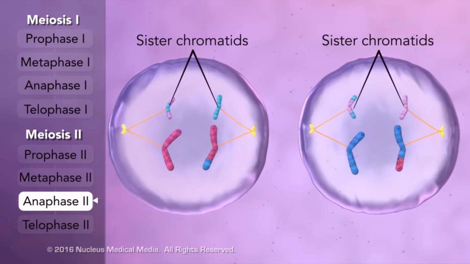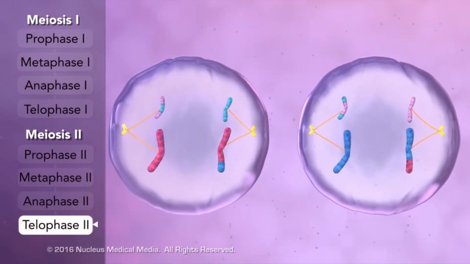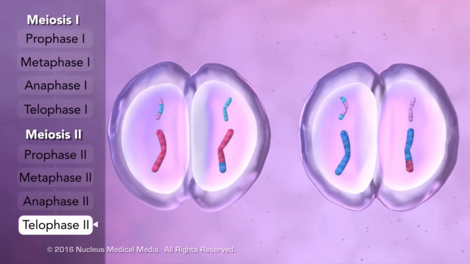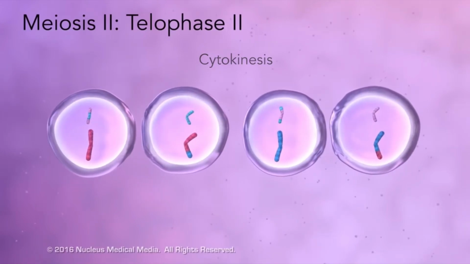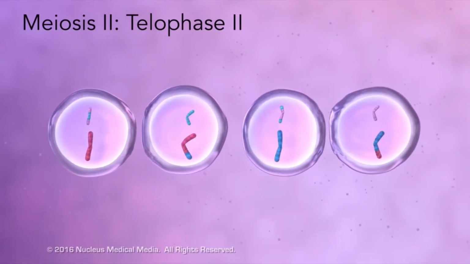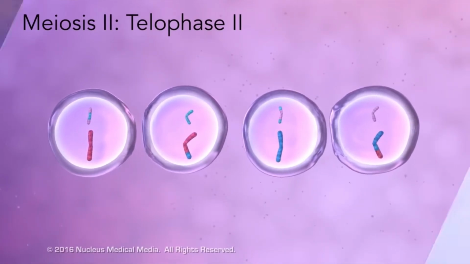During anaphase 2, the sister chromatids of each chromosome separate and move to opposite poles. Once the sister chromatids separate, they're called chromosomes. Finally, during telophase 2, the spindle fibers disappear and nuclear membranes reform, and cytokinesis occurs in both cells. Meiosis 2 ends with 4 genetically different haploid daughter cells, each containing only 1 set of chromosomes.